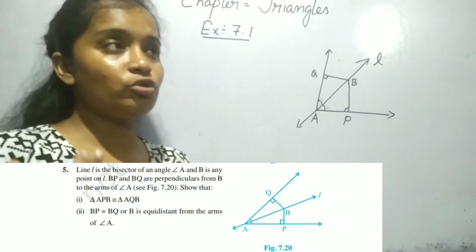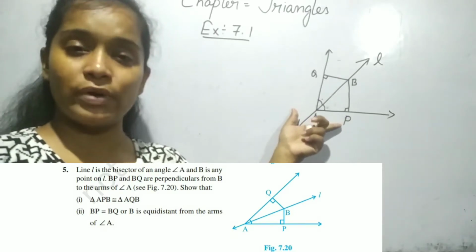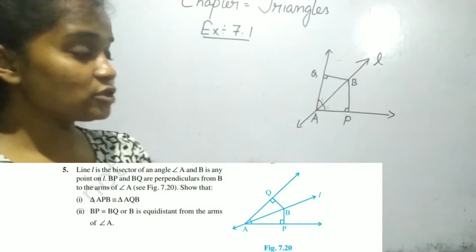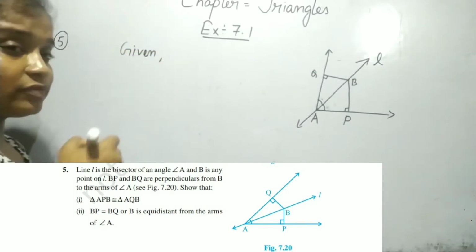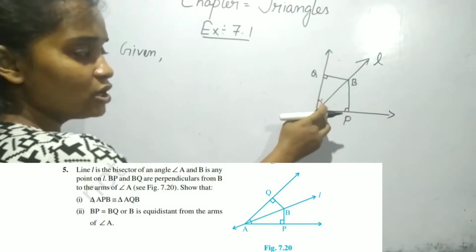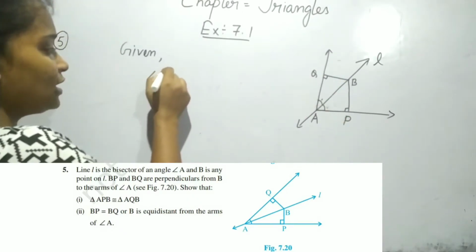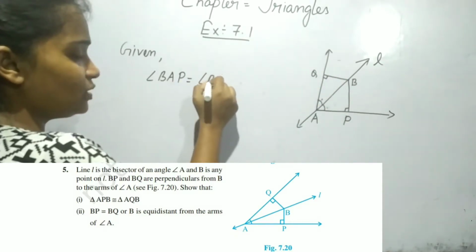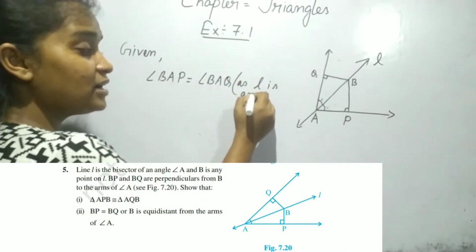First of all, when we are going to show congruence, you need three parts to be equal, then I can say that they are congruent. So first of all, what are the given points? First I can write, given: L is the bisector of angle A. So I can say that this angle is equal to this angle. What can I call this angle? Angle BAP is equal to angle BAQ. Why? As L is the angle bisector.